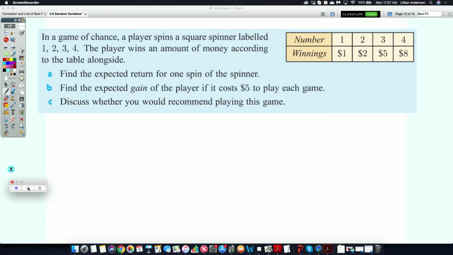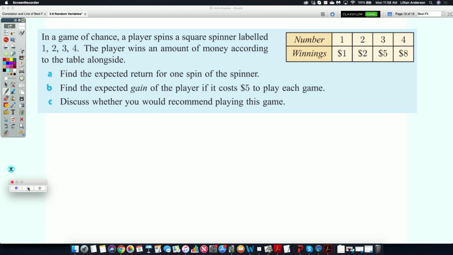In the game of chance, a player spins a square spinner labeled 1, 2, 3, 4. The player wins an amount of money according to the table alongside. So, if they spin this spinner and they get a 1, they win $1. 2, they get $2. 3, they get $5. And 4, they get $8. More than likely, the spinner has different size sections for 1, 2, 3, and 4, because for 4 to be that much money, it probably takes a small space of it.